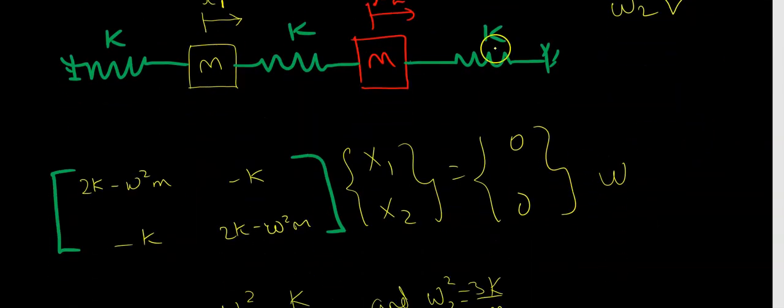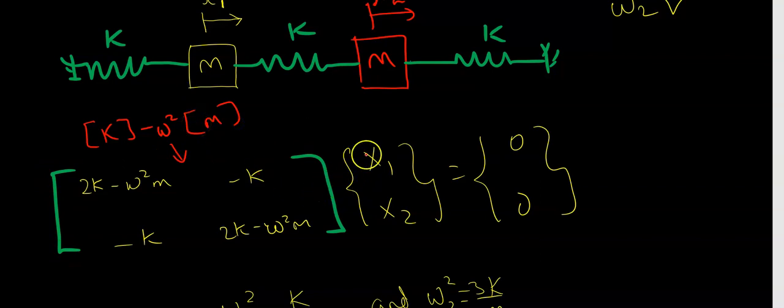Well, we need to go back to this expression that we derived earlier. Try to get accustomed to thinking about it as simply the stiffness matrix minus omega squared times the mass matrix. So this expression in the blue bracket here is just this red equation here. We had this expression multiplied by x1, x2 is equal to 0, where x1 is the amplitude of vibration of the yellow mass and x2 is the amplitude of vibration of the red mass.